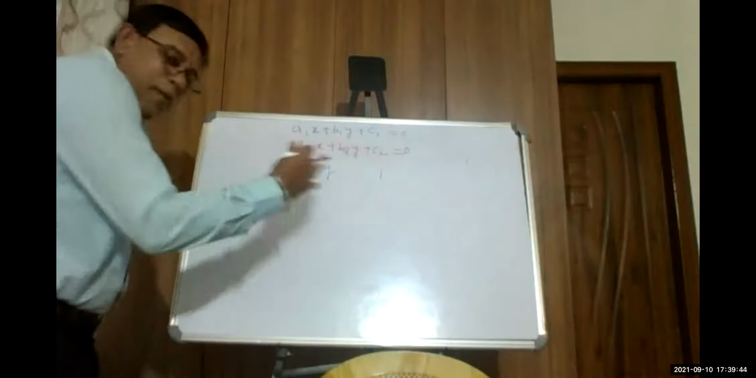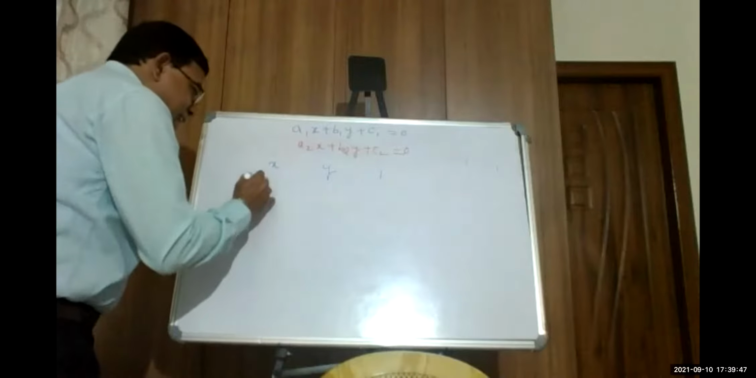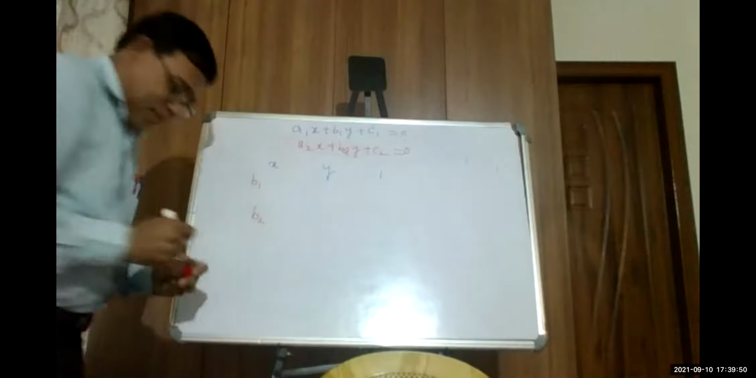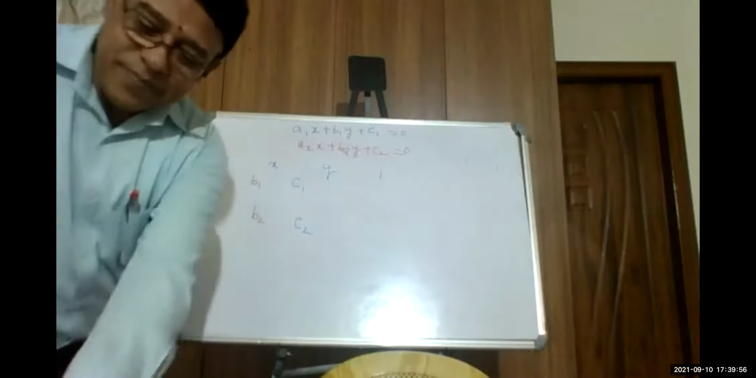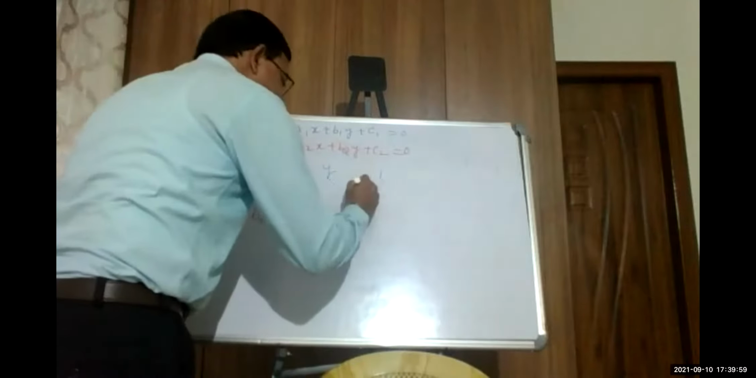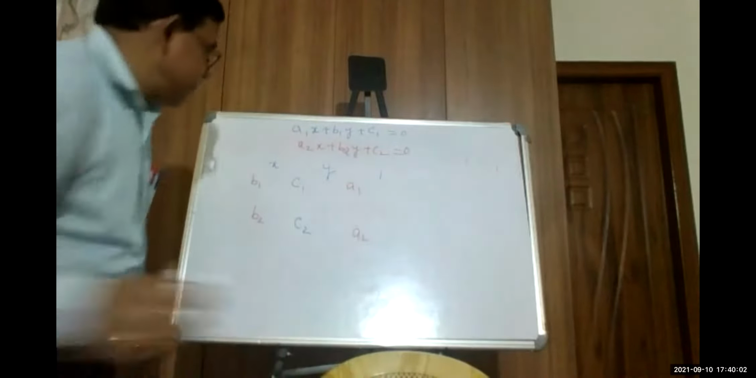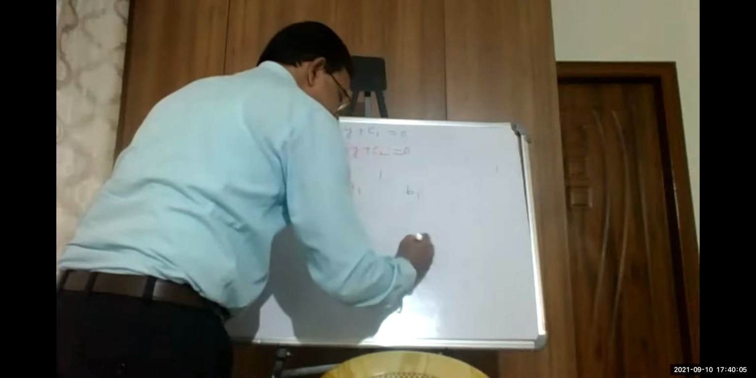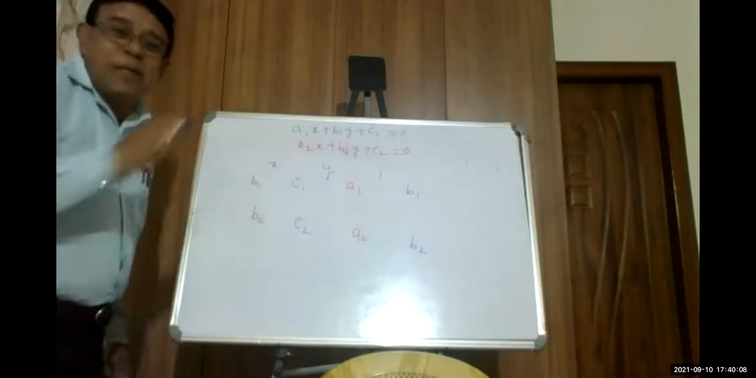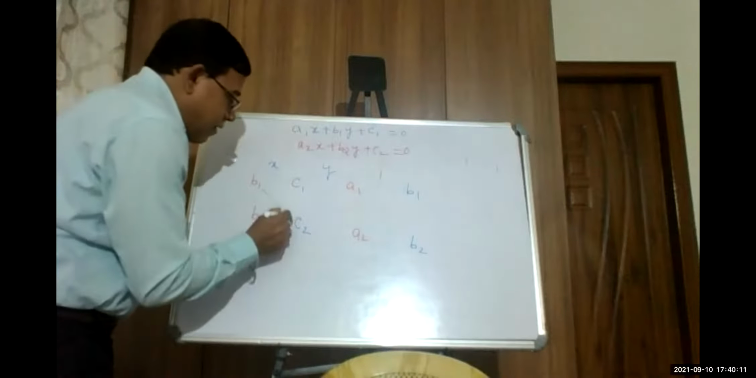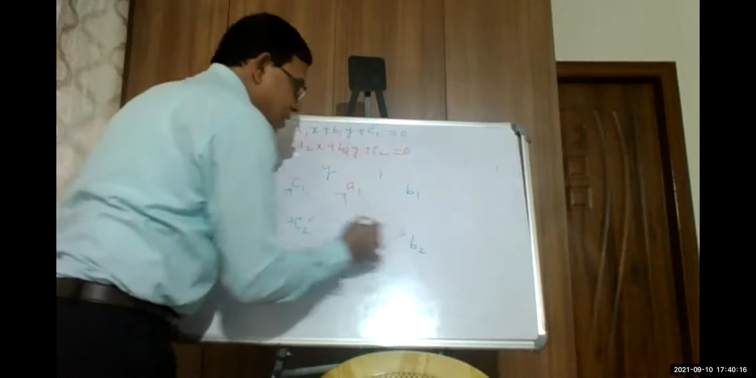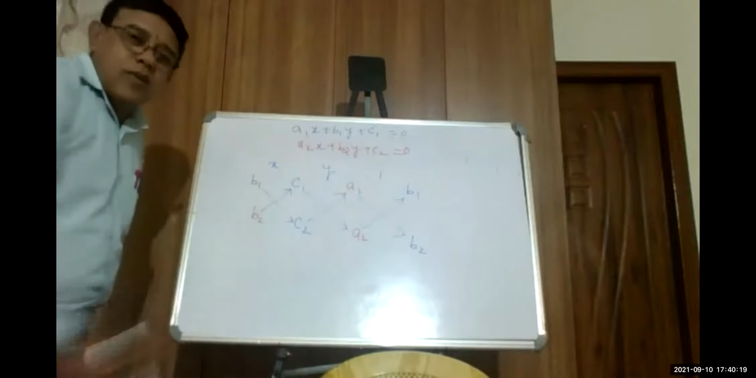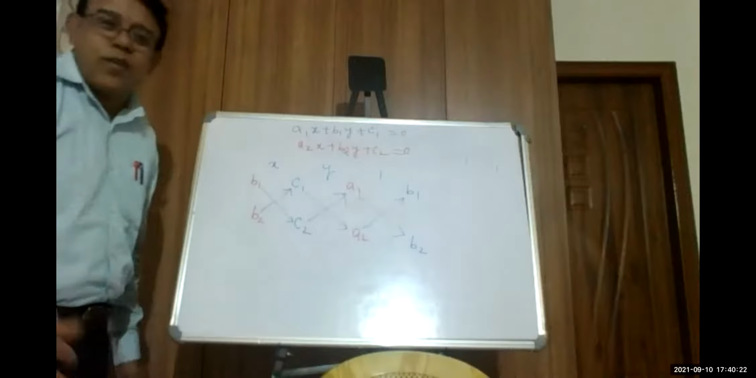Now, let us take here. We have 4 columns: B1, B2, C1, C2, A1, A2, B1, B2. Of course, it is the cross multiplication method, so we put a cross, multiplying across, so cross multiplication.